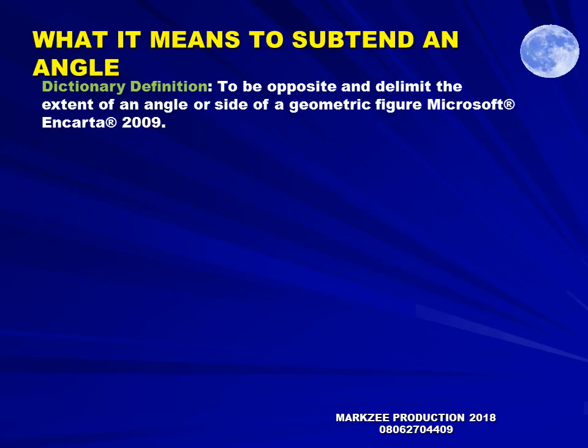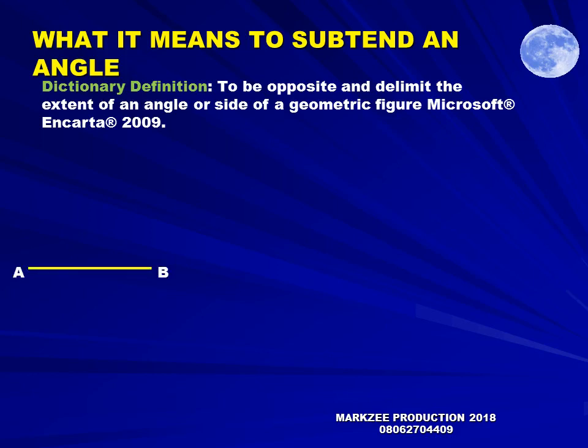Now, in preparation for Theorem 2, we need to know what it means to subtend an angle. To subtend an angle, the dictionary defines that as to be opposite and delimit the extent of an angle or side of a geometric figure. Now let me demonstrate what that means for you.